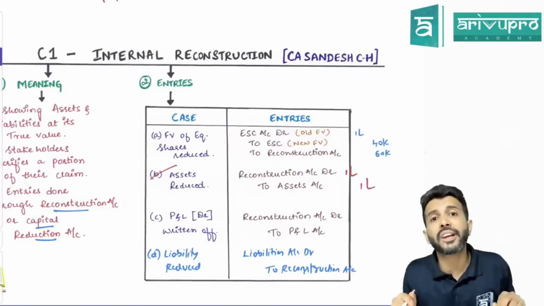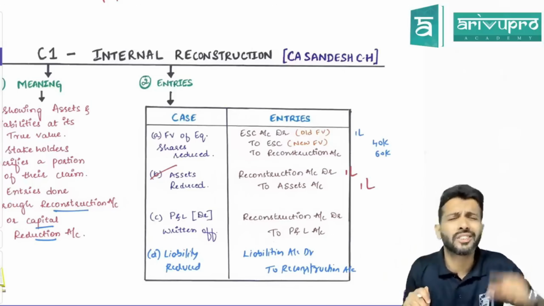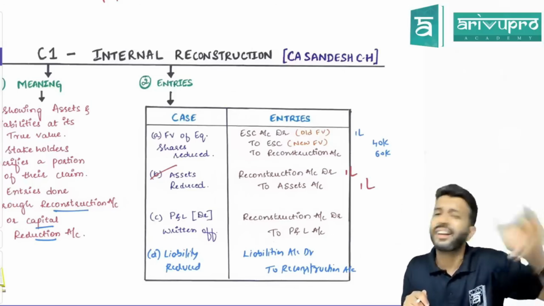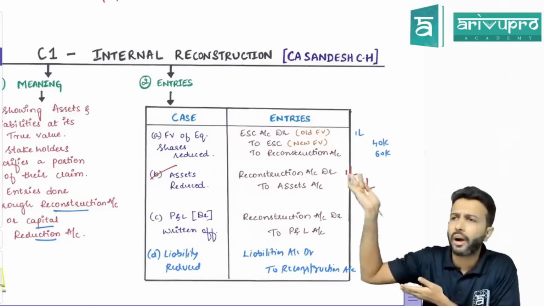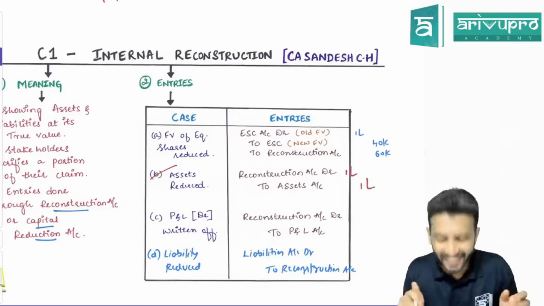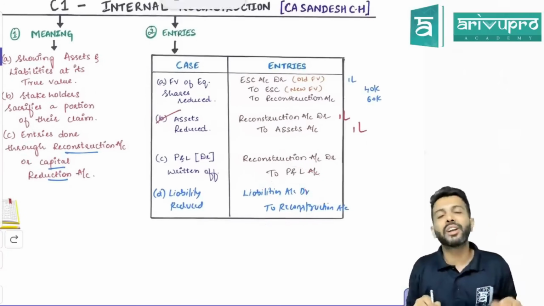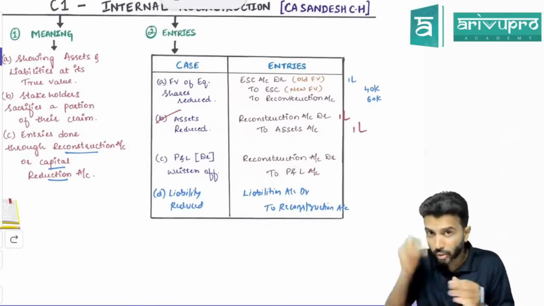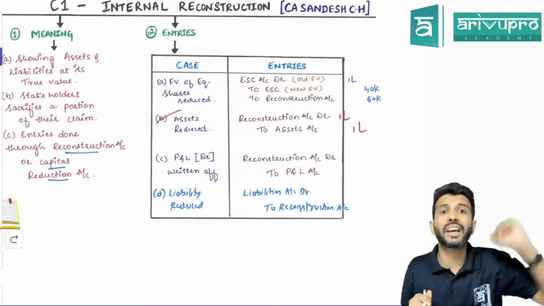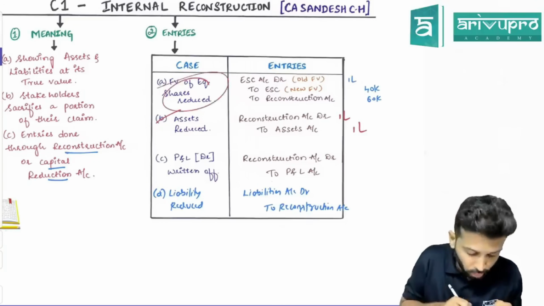Sir, if a liability has reduced, what balance does the liability have? Credit balance. How do you reduce that? Debit it. Credit will be given to the God. The God is reconstruction. So the journal entry will be the liabilities account debit to reconstruction account, like this. So not only assets and liabilities, even share capital may get reduced.